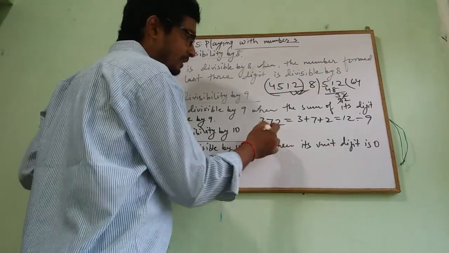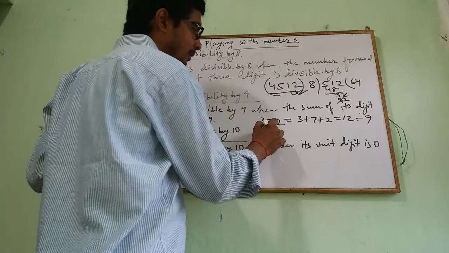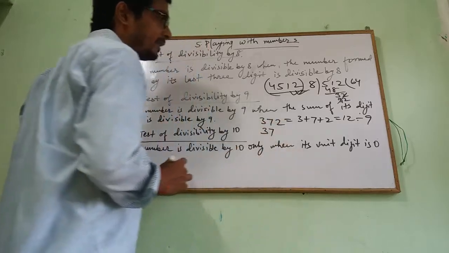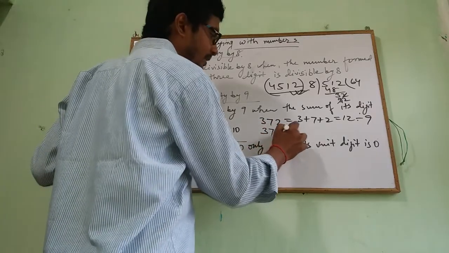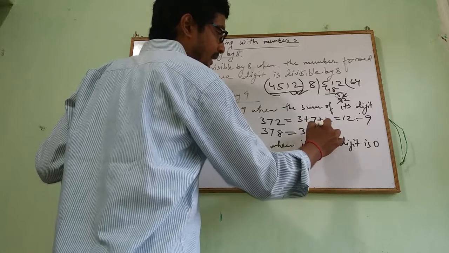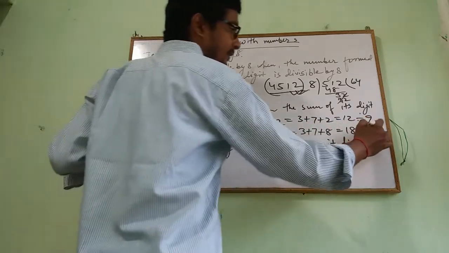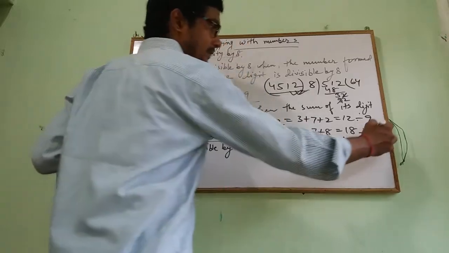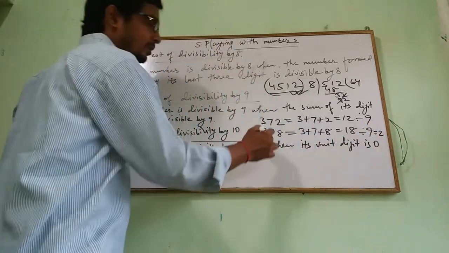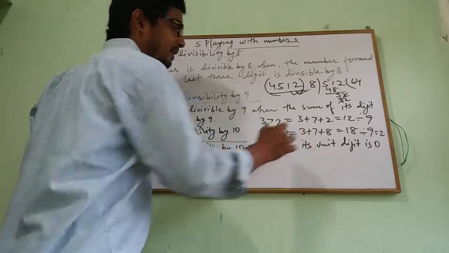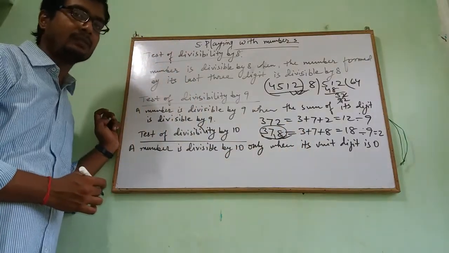Now let's take one more example: 378. So 3 plus 7 plus 8 becomes 18, which is divisible by 9. Yes, the answer is 2. So therefore 378 is divisible by 9. I hope that you got it.